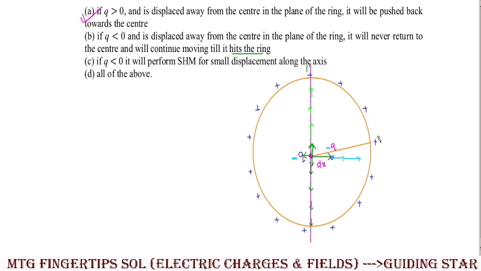So finally it will hit the ring. Obviously it will hit the ring, so option B will be the correct one. Next, if the charge is negative it will perform SHM.